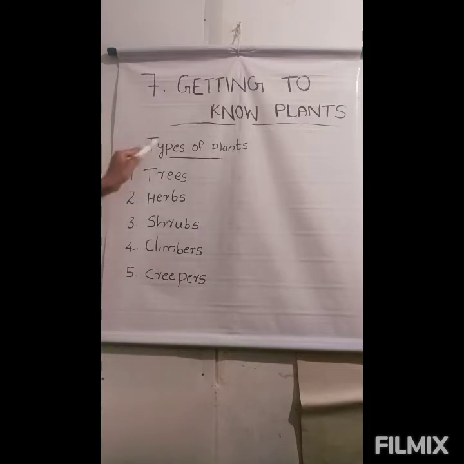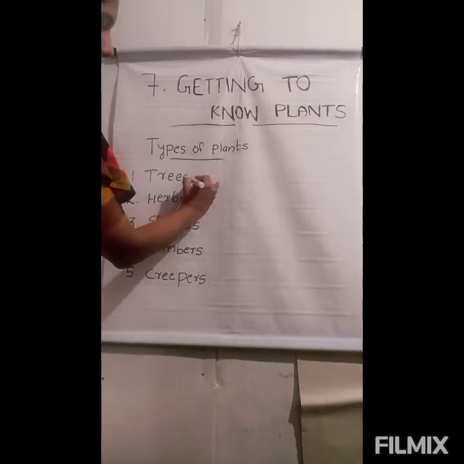So which are the types of plants? Trees, herbs, shrubs, climbers and creepers. So these are the 5 types of plants that we are observing in our nature. First of all, we can discuss the trees.